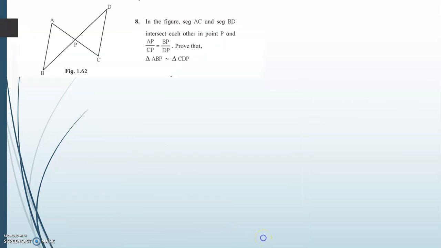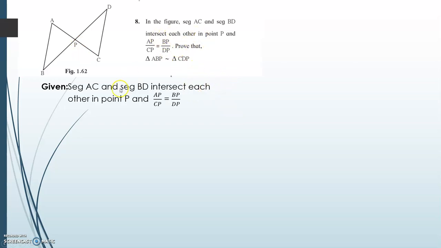Let's move on to number 8. In the figure, segment AC and segment BD intersect each other in point P, and AP upon CP is equal to BP upon DP. Prove that triangle ABP is similar to triangle CDP. So, first of all, let us write the given. As it is given, segment AC and segment BD intersect each other in point P, and AP upon CP is equal to BP upon DP. To prove is this. Now, proof. We will consider these two triangles, triangle ABP and triangle CDP. So, the first step will be in triangle ABP and triangle CDP.